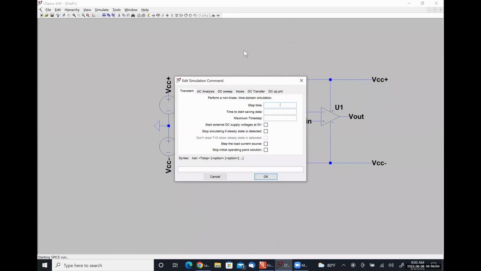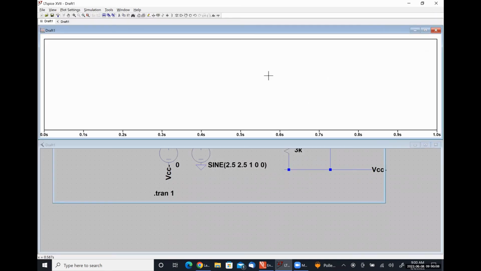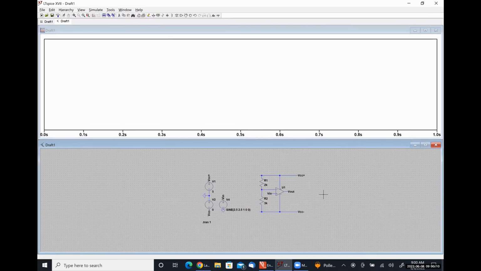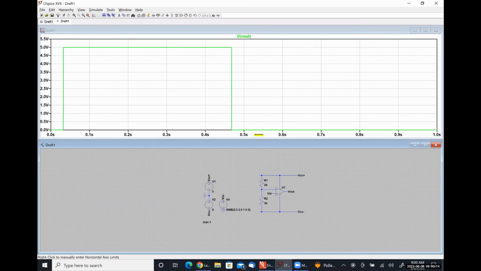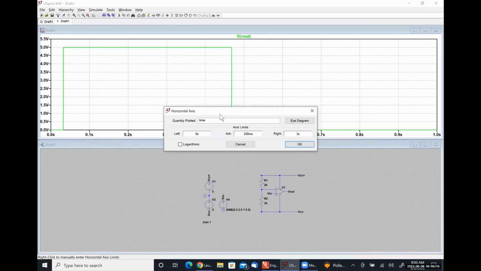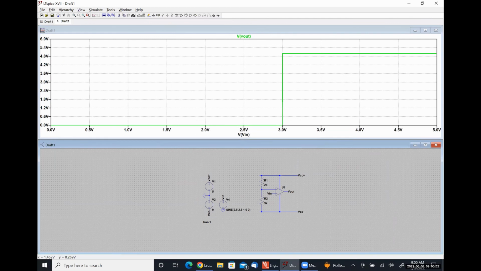Let's simulate this for 1 second. Let's look at the out. And let's plot it against the in. So in this design, we can see that our reference voltage is effectively 3 volts.